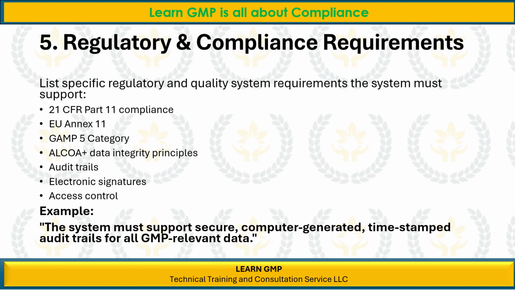Regulatory and compliance requirements. List specific regulatory and quality system requirements the system must support, like 21 CFR Part 11 compliance, EU Annex 11, GAMP 5 category, ALCOA Plus data integrity principles, audit trails, electronic signatures and access control. Example. The system must support secure, computer-generated, time-stamped audit trails for all GMP-relevant data.